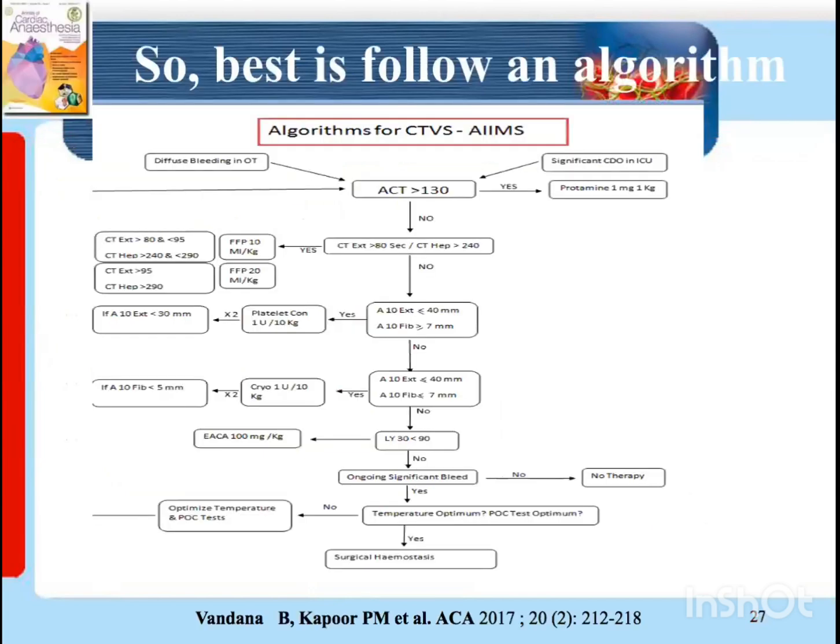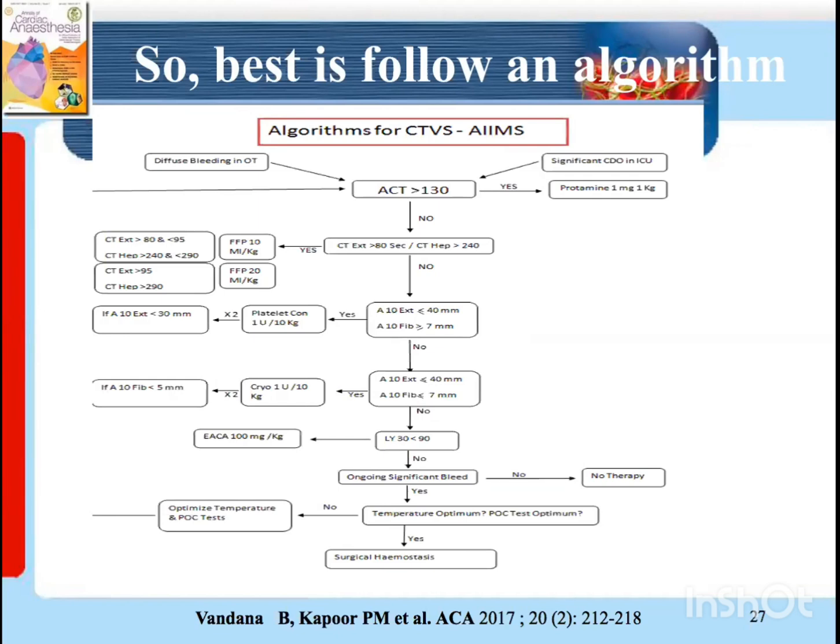At AIIMS, we had an algorithm when we set out to do ECMO on our cardiac surgical patients. This went back as early as 2017 when we were using TEG and Sonoclot and ROTEM. Now, I want you to know that anytime you have an ACT which is more than 130, if it is and it is rising, then you can give protamine if you are weaning off ECMO.